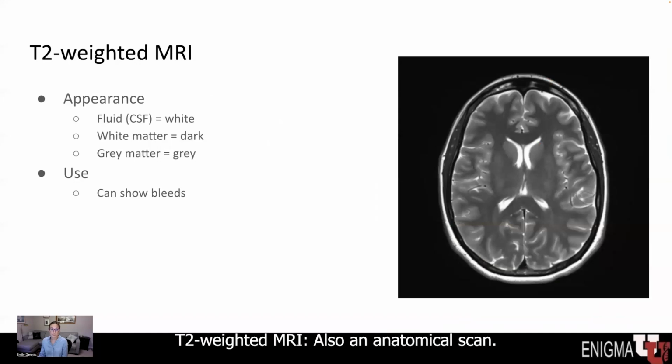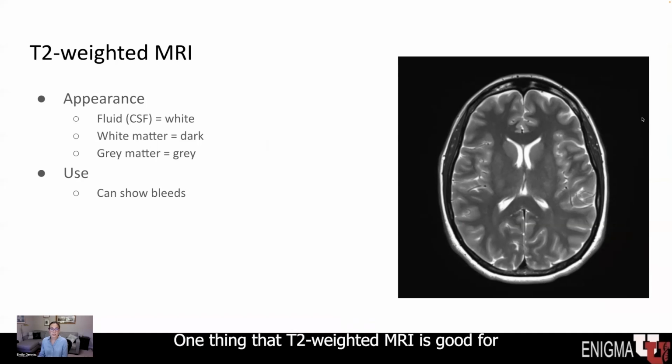T2 weighted MRI. Also an anatomical scan, so generally looks kind of similar to the T1, except it's inverted. So fluid looks white, white matter looks dark, and gray matter still looks gray.